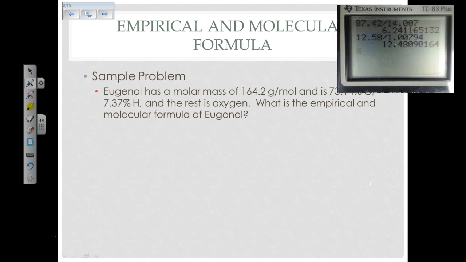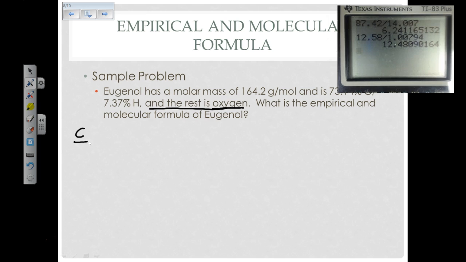Eugenol is in cloves. It's actually the yummy oil that smells really good that's in cloves. Okay, and this gives us the next thing, which is that here we have the rest being oxygen. And so we may not be given the percentages of all of them, but we know that they have to add up to 100%. Okay, and so that's what we do.